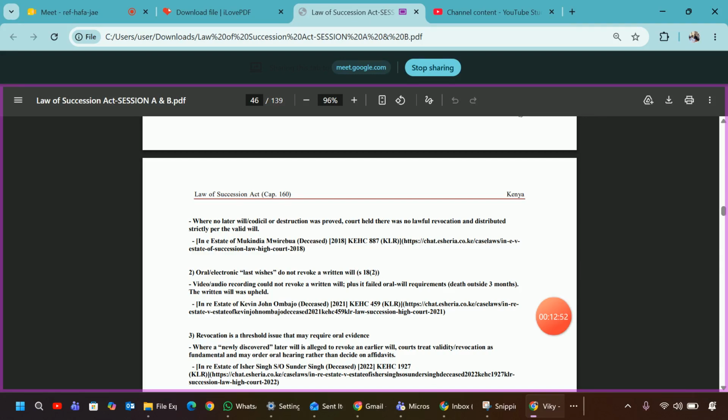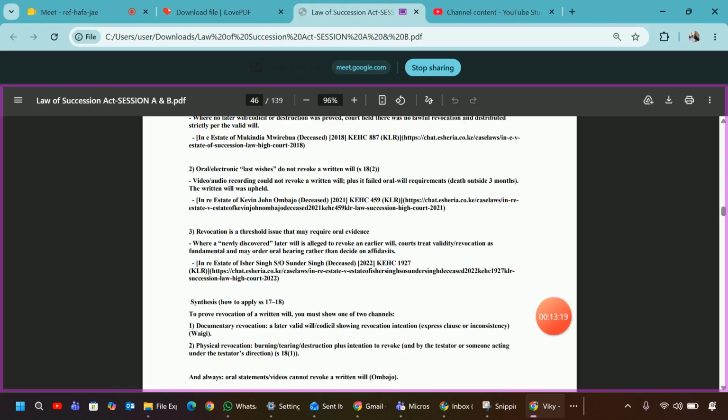So another angle that you have to take is that oral or electronic last wishes do not revoke a written will. This was seen in the case of In the Estate of Kevin John Ombajo, 2021, where a video or audio recording could not revoke a written will, plus it failed oral will requirements. The death had occurred outside the 3 months, so the written will was upheld.